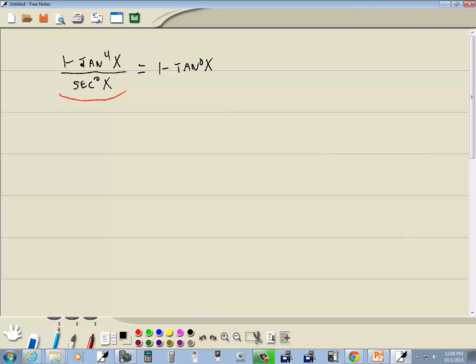And right away I see I have an issue. 1 minus tangent to the 4th. I don't have an identity that has the 4th power in it. But then I notice that I've got two items and there's a minus between them.